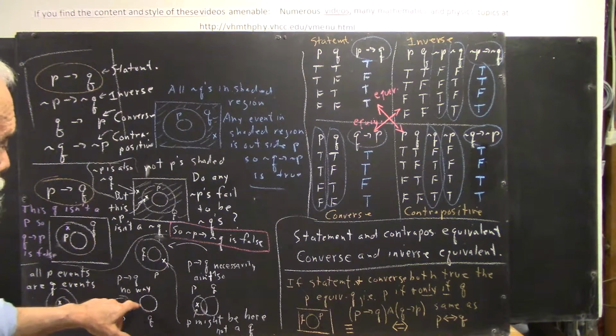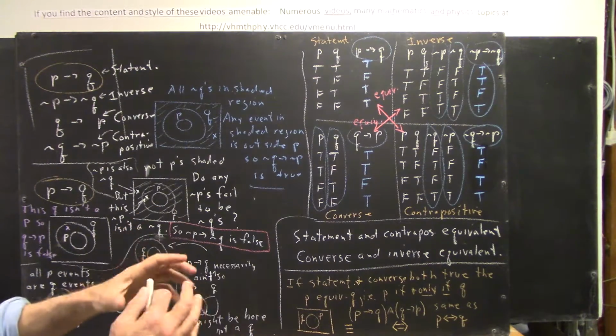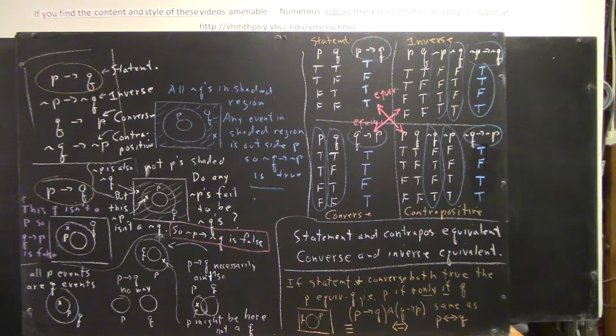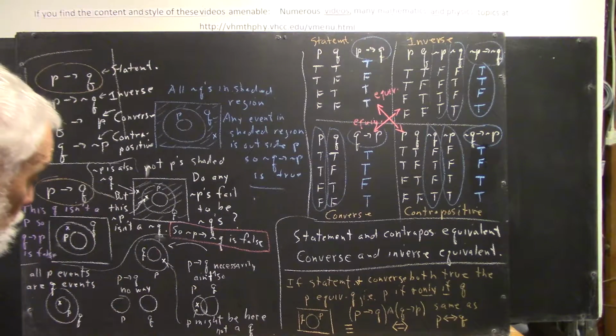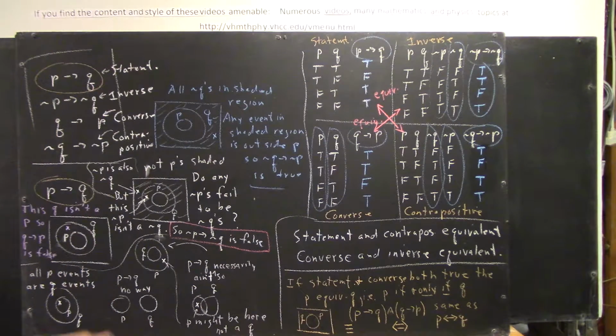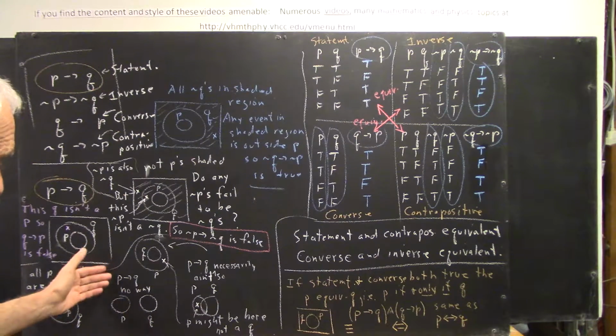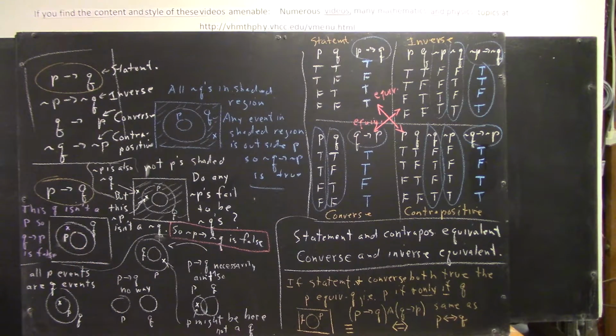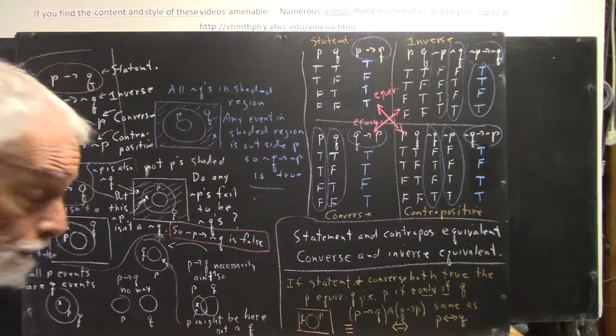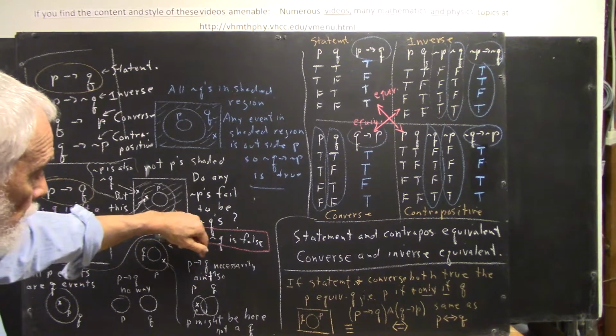What if the P events are here and the Q events are here and they don't overlap at all? Can we say if P then Q? Well, clearly there's no way. If it's this, it can't be this. If it's this, it can't be this. So that one we dismiss. What if we have an overlap? Can we say if P then Q?